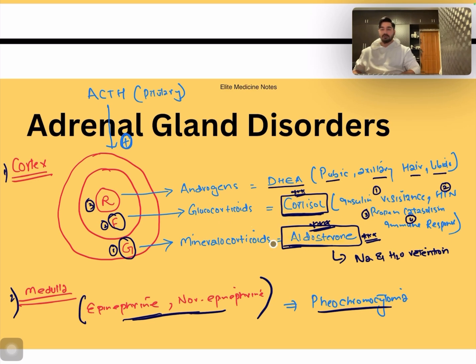You should remember these two very well, okay? And in androgens, dehydroepiandrosterone is synthesized, which is a precursor of progesterone. Testosterone is responsible for development of pubic hair, axillary hair, and is responsible for libido also.